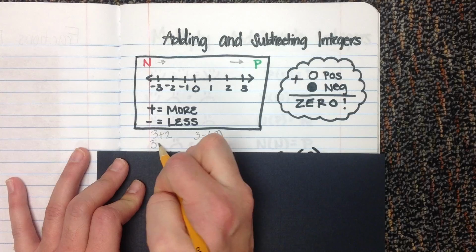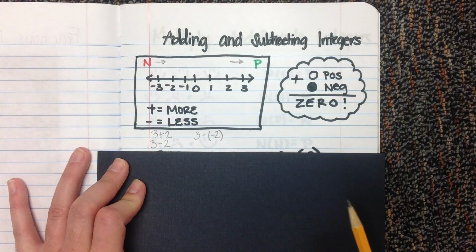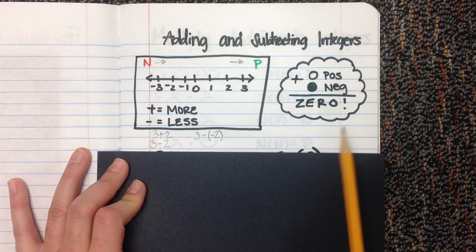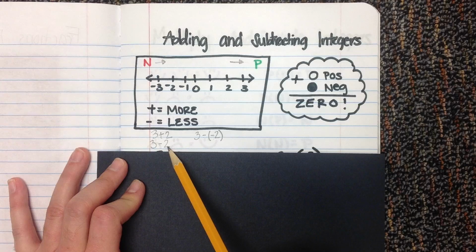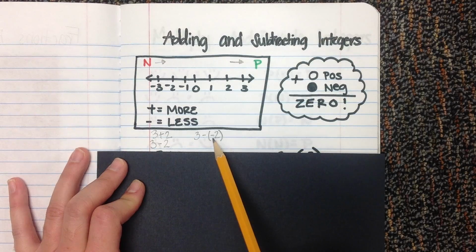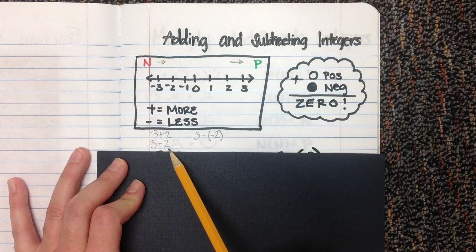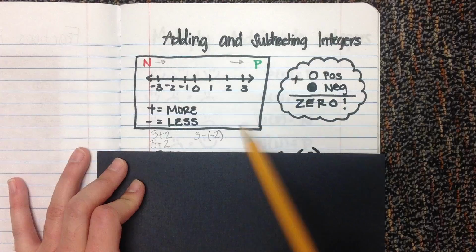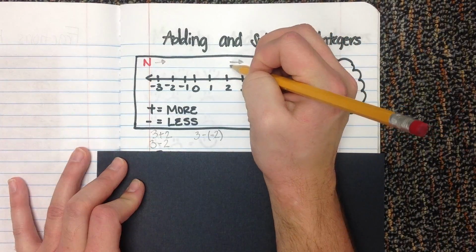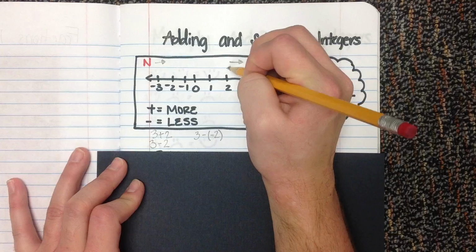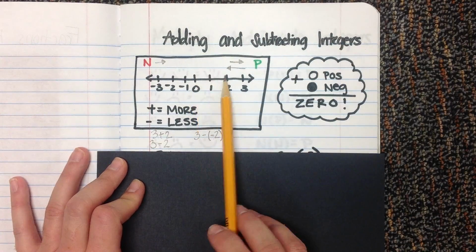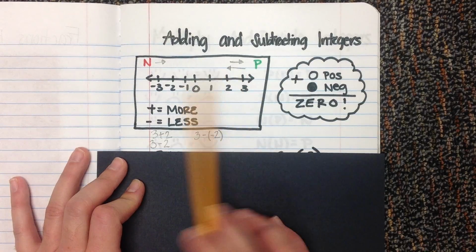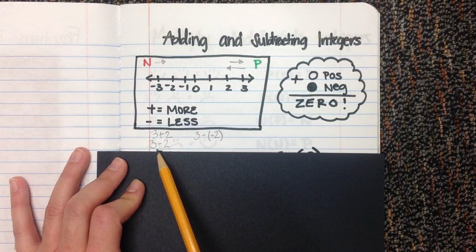If I want 3 minus 2, that means I want to go less positive. This 2 does not have another negative sign in front of it. That makes it a positive 2. I want less positive. Well, if I want less positive, then I want to go away from the positive, which makes me go toward the negative direction. And that makes sense. We know 3 minus 2, we're headed back negative to get that solution.